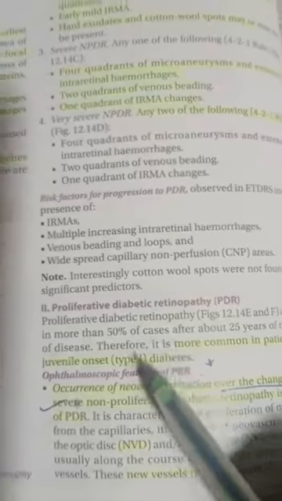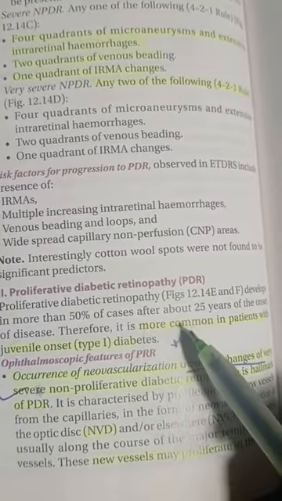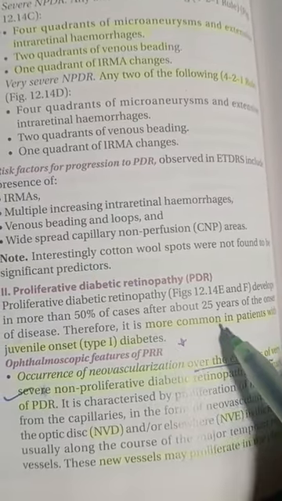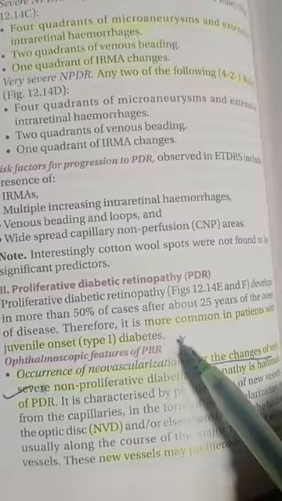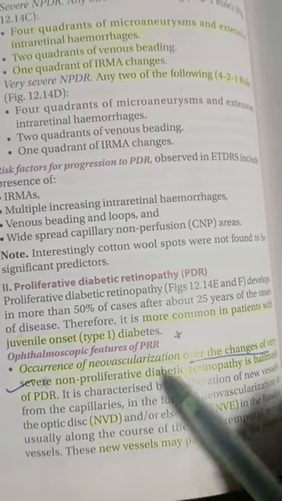So what is proliferative diabetic retinopathy? Proliferative diabetic retinopathy develops in more than 50% of cases after about 25 years of the onset of disease, and therefore it is more common in patients with juvenile onset type 1 diabetes. So very much important.